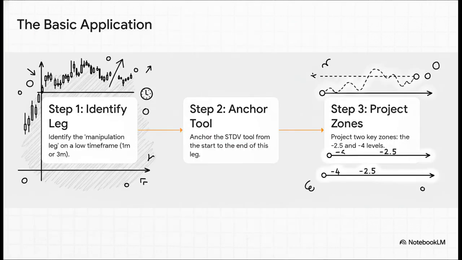So here's how it works in its most basic form. You're on a low time frame chart, maybe a 1 minute or a 3 minute. You find that manipulation leg, then you just anchor the STDV tool from the very start of that leg to the very end. The tool automatically does the rest and projects these key levels out. But the two we really care about are the -2.5 and the -4 lines. Those are the ones you gotta watch.